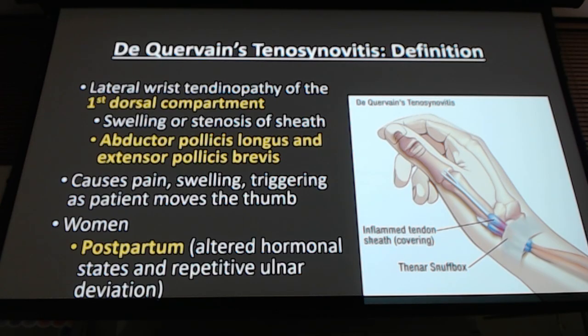Okay, so women get this. Postpartum tends to be very common. Postpartum, they can do a little bit more after that, but if they're breastfeeding, maybe not. Right? So altered hormonal states and repetitive ulnar deviation. That ulnar deviation will come up again. But everybody sees that anatomic snuff box. We don't really use that term, okay? But that's a way to distinguish between snuff box tenderness to palpation, like we talked about before, and first dorsal compartment tenderness to palpation. A lot of times, and we talked about this, do patients have positive snuff box tenderness to palpation with this condition? Yes, it's in the differential.